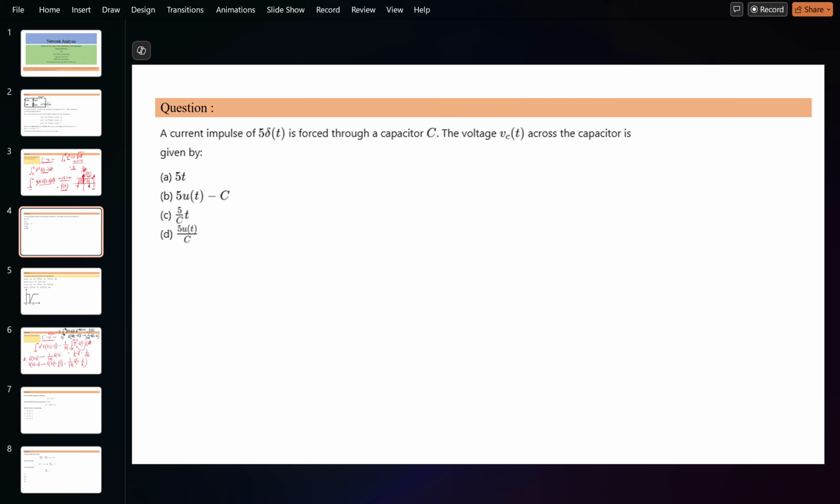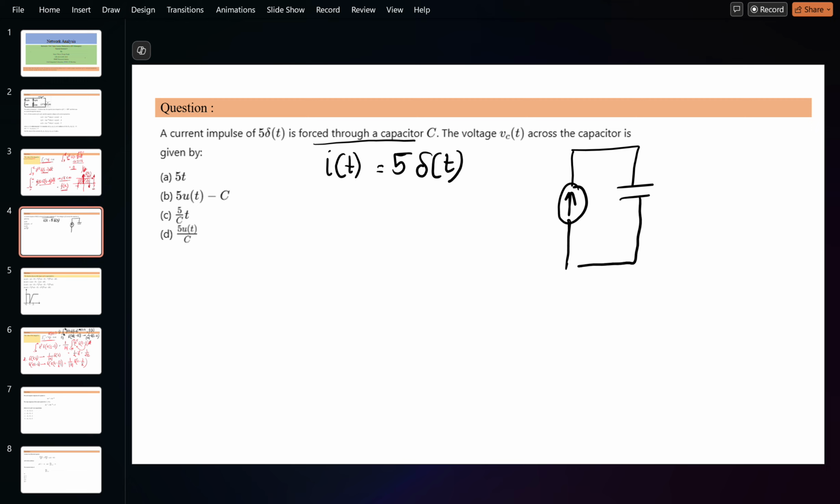Here what it is saying is that the current is given. Current is given as 5 delta t, and it is forced toward the capacitor. It means that the current is like this, and it is forced toward the capacitor. And it is asking what is the voltage across the capacitor. Vc(t) it is asking, and i(t) is given. So you already know the value of voltage.